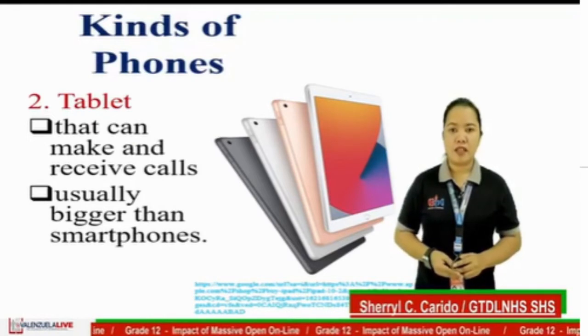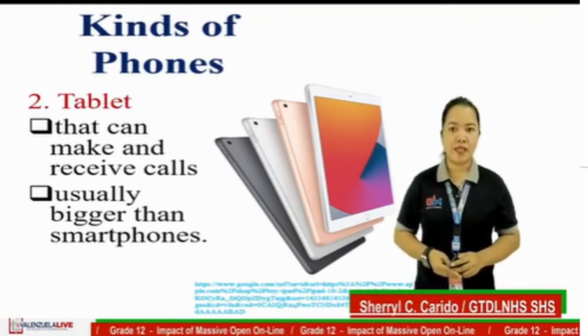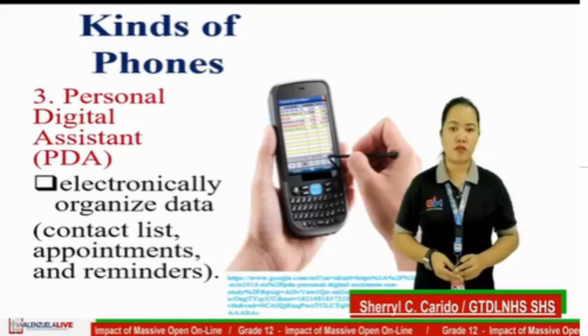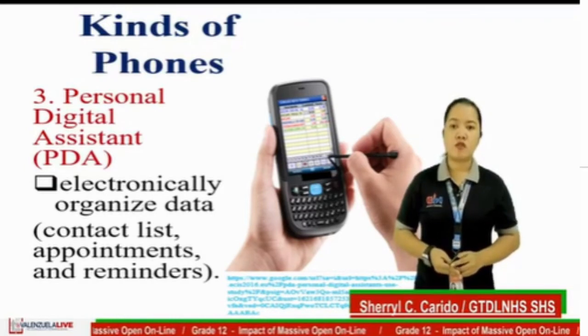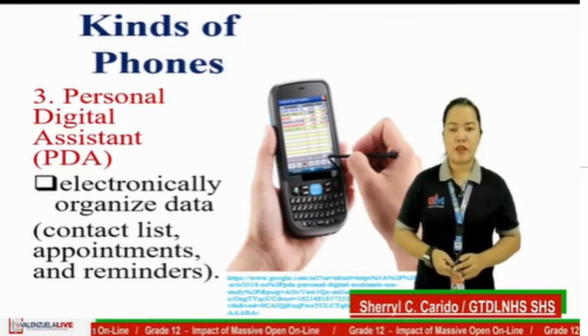Second, tablet. Tablets have some similar features with an Android phone. They can function as a phone that can make and receive calls, but tablets are usually bigger than smartphones. Third, PDA, the Personal Digital Assistant. It allows users to electronically organize data such as contact lists, appointments, and reminders.